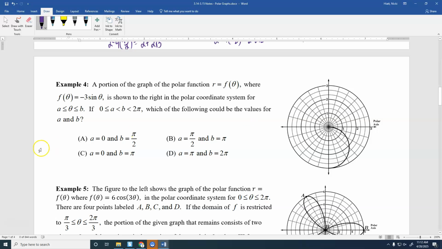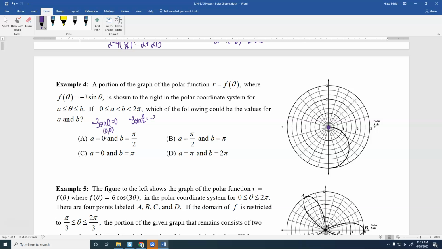So I'm going to use my answer choices on this to help me narrow this down. So if I use 0, negative 3 sine of 0 is 0. So I got the point 0, 0, which is right here. Seems reasonable, right? If I do negative 3 sine of pi over 2, sine of pi over 2 is 1.